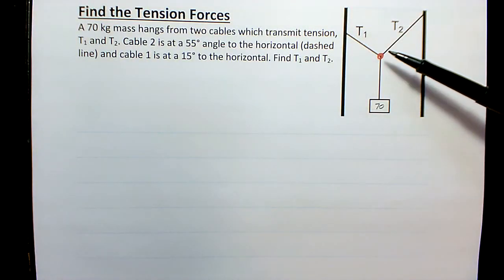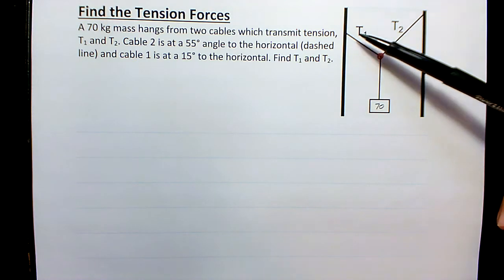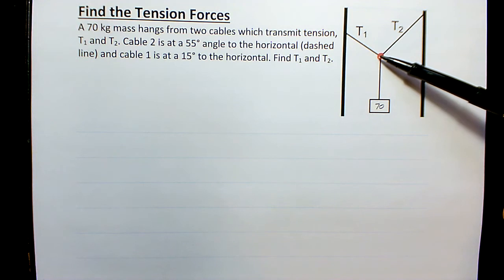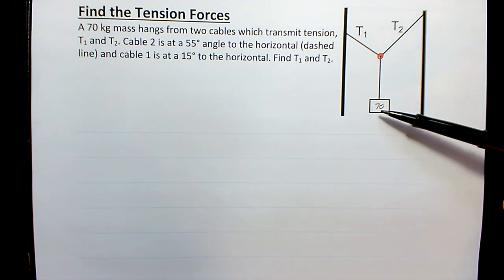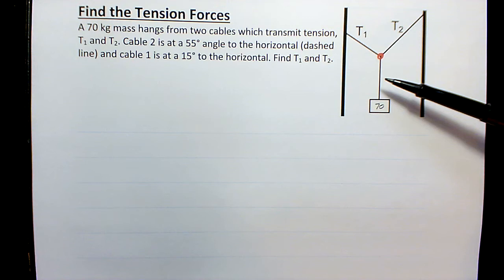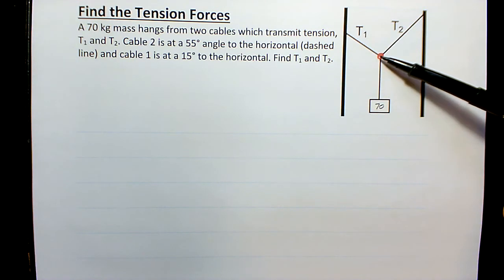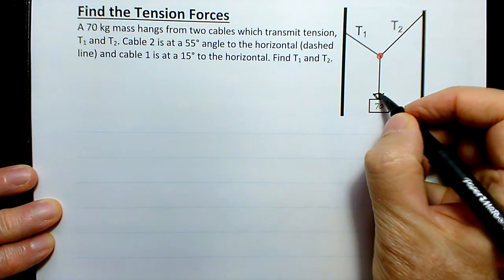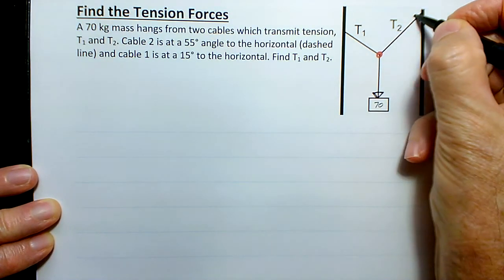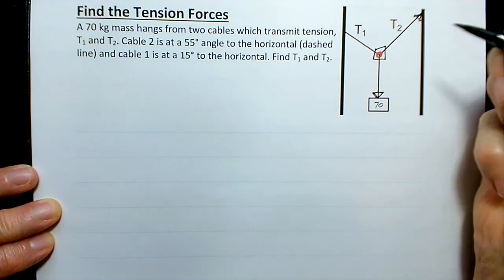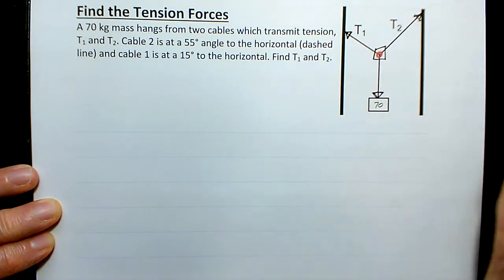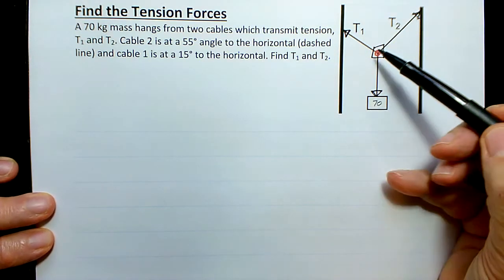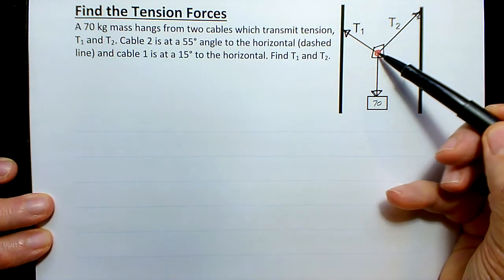Alright, this problem requires that we find the tensions T1 and T2 in two cables that are tied at a knot with a 70 kilogram mass hanging straight down from it. And so the conditions for equilibrium, or translational equilibrium at least, is that the three forces acting on this point in space right here add up to 0. Alright, so there's a rotational requirement for equilibrium, but it doesn't apply in this case because we're applying the three forces to a point in space.